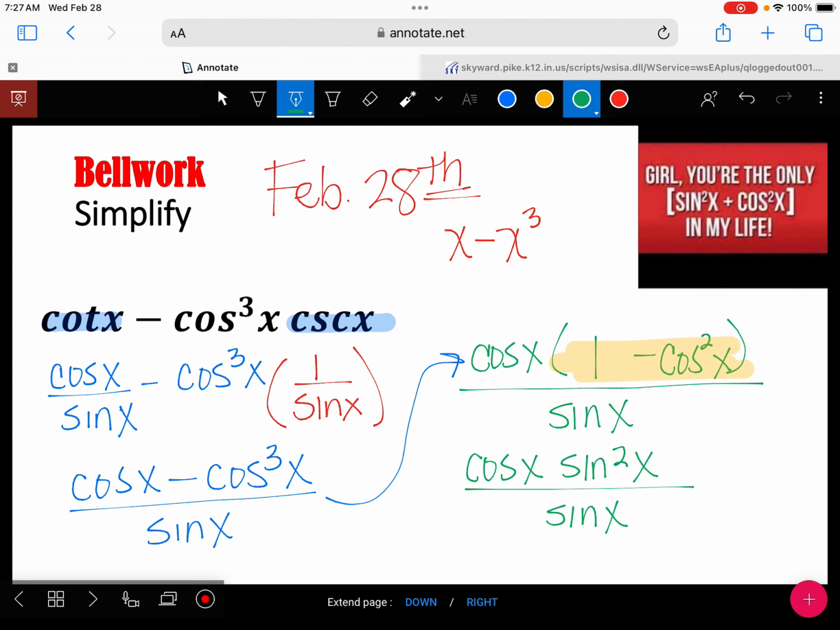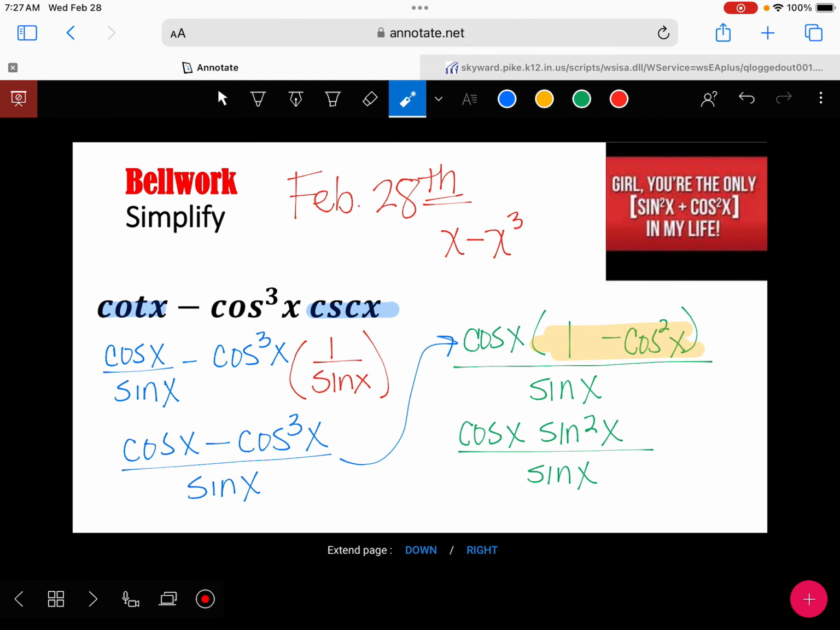Anybody over here? Will, Josue, Angelina, Natalie, Catherine, any ideas? What can I do next? Griffin. Anything else that I can do here? Because I have a sine squared, I have a sine, I have a cosine. Can anything go away? Or is this it? What can I do? You can divide sine squared by sine. Yeah, you can divide the sine squared by sine.